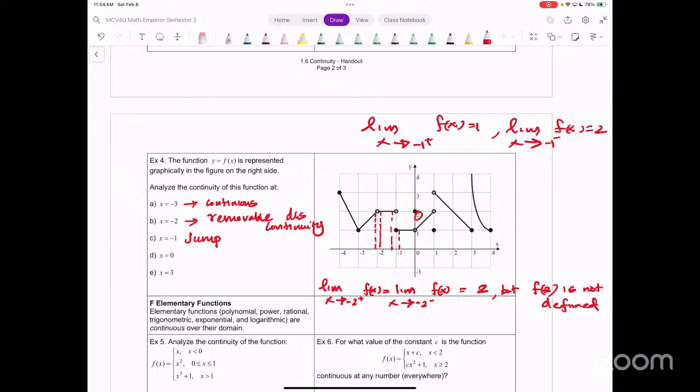Sujan, 0. Yeah, 0. Is that a whole lot one? No, it's two. Wait, but it's not continuous though. The question is what kind of discontinuity? It's a jump.